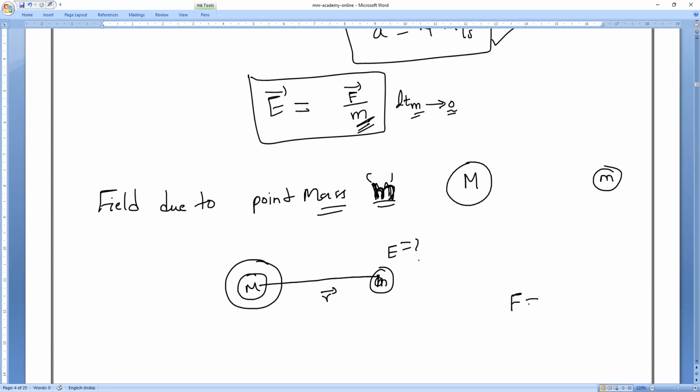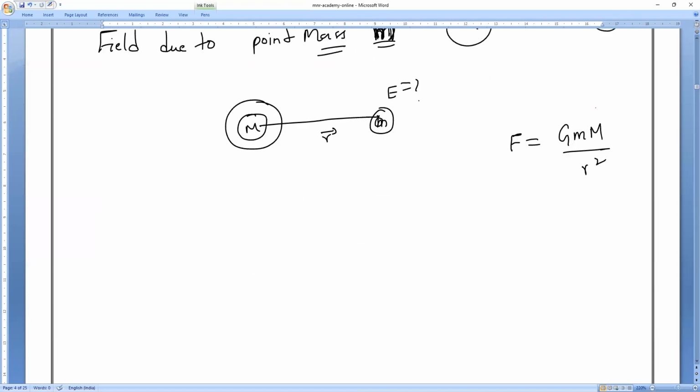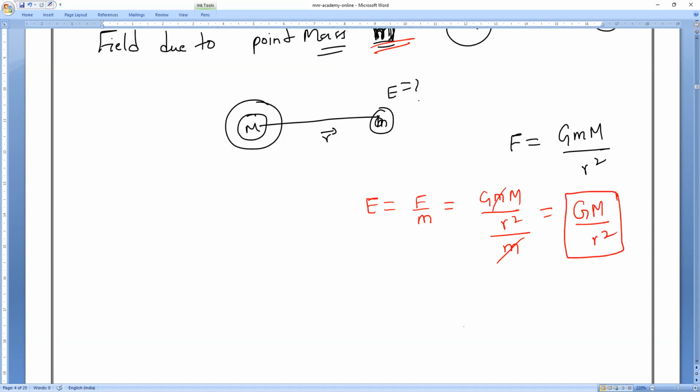So let us see. We all know the force of attraction is equal to capital G into small m into capital M divided by R square. Now, if you observe very carefully, they are asking for the field due to the point mass small m. So we all know E is equal to F by M. So F is equal to G into small m into capital M divided by R square, divided by M. So m will get cancelled. So what is the formula? Capital G into capital M divided by R square.